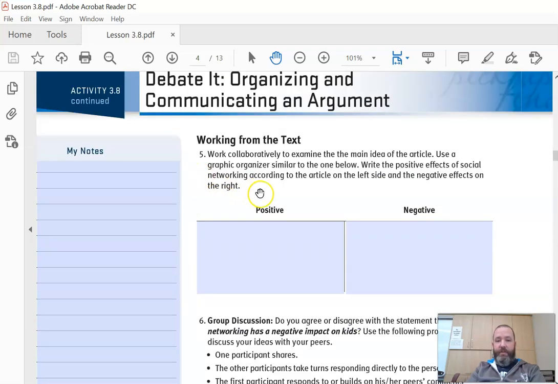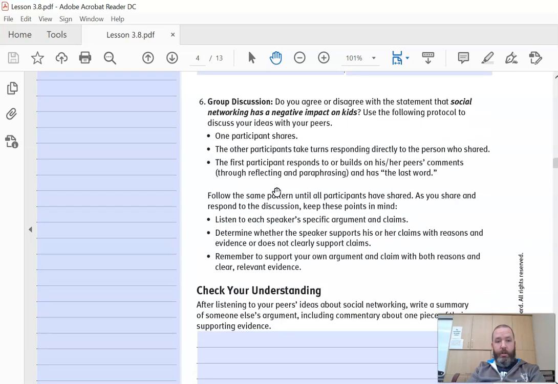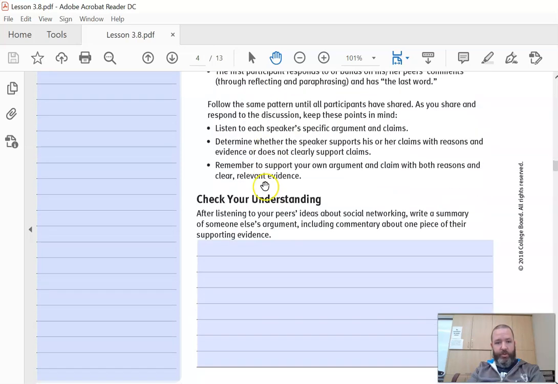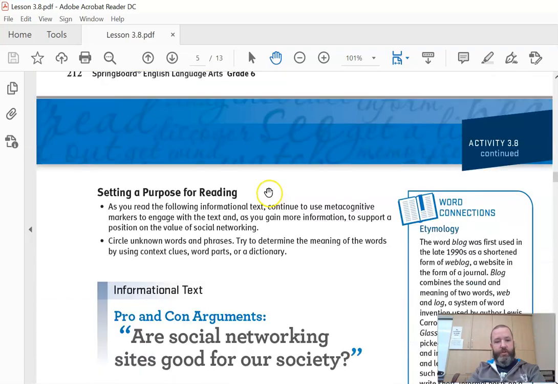Number 5, it says you're going to organize the pros and cons into a little chart here of that previous article. Let's see. This is a group discussion that we should have in class, so skip that part for right now. Check your understanding. After listening to your peers' ideas about social networking, write a summary of someone else's argument, including commentary about one piece of their supporting evidence.